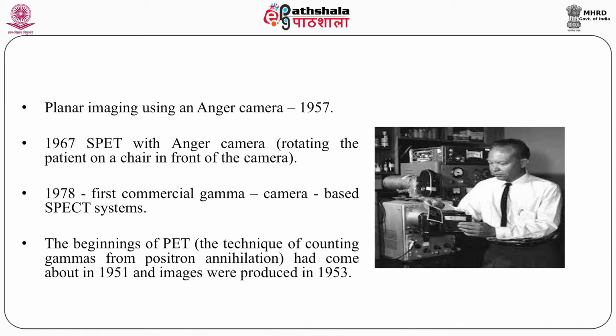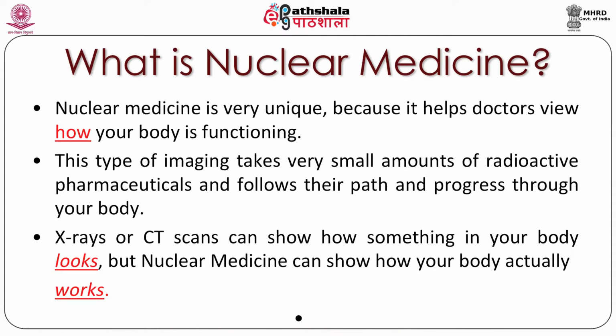The beginning of PET, the technique of counting gamma rays from positron annihilation, came about in 1951 and images were produced in 1953. It means we started our work with a probe or rectilinear scanner, and now we are in the era of PET, positron emission tomography. Not just a single PET, but we have many PETs in our country which are coupled with CT, called PET-CT, which can take the anatomy and the physiology of the patient, and finally when we fuse both we get a good quality image. Now again we discuss what nuclear medicine is.